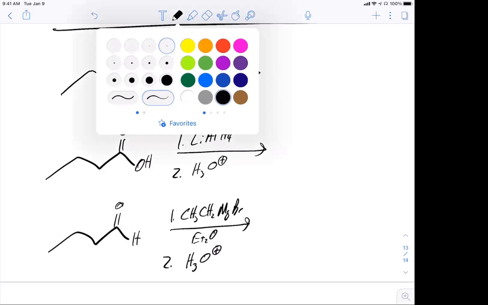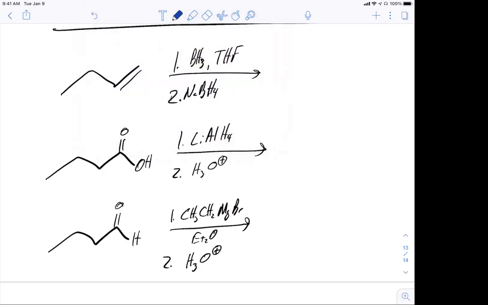Okay, let's look at the answers here. So the first one, we've got a hydroboration oxidation of an alkene. That gives me an anti-Markovnikov alcohol. Right, that's from your alkenes. You saw that a couple of weeks ago. Second one, we look at reduction of a carboxylic acid with lithium aluminum hydride. That's going to go all the way to the primary alcohol.